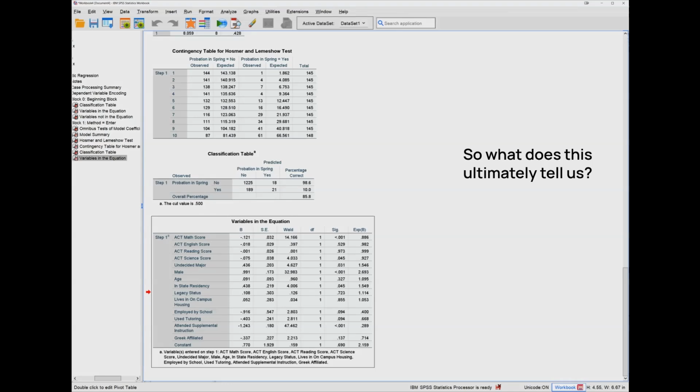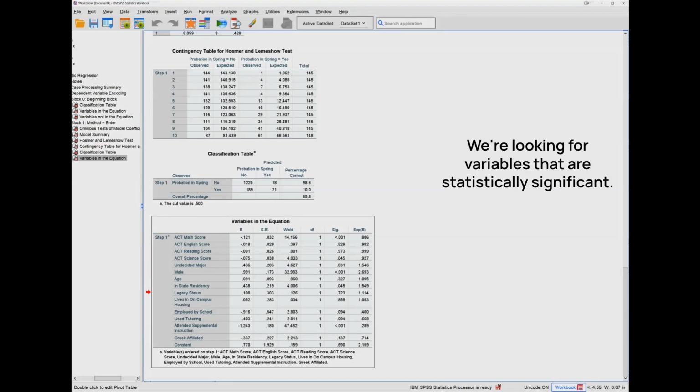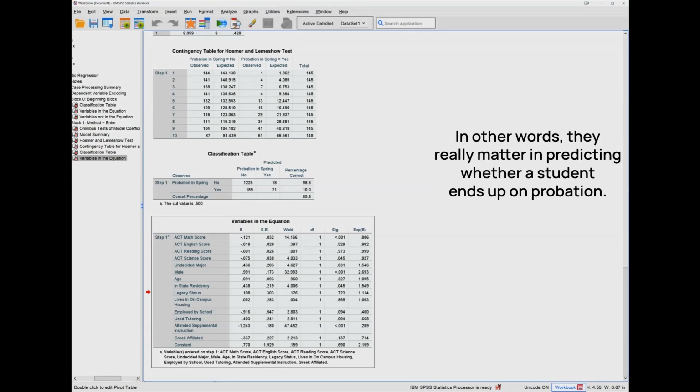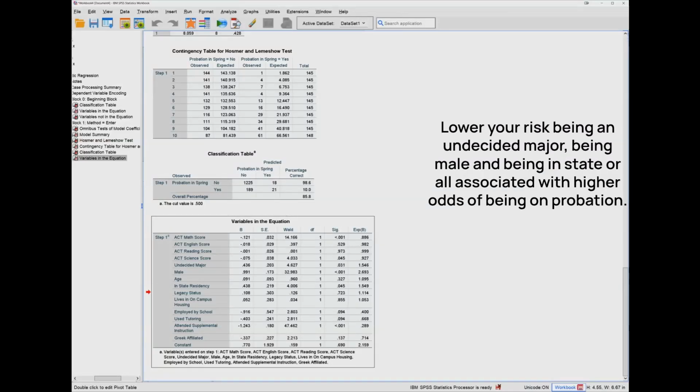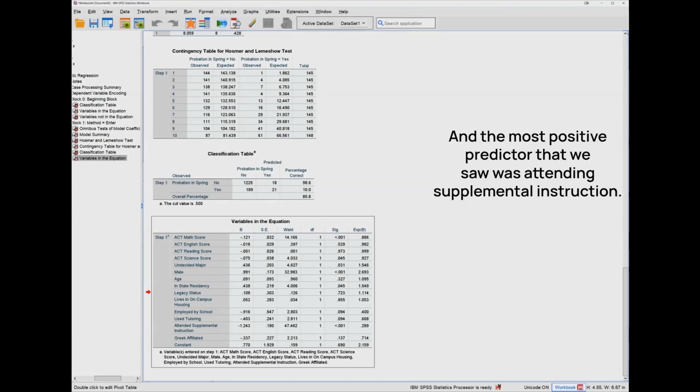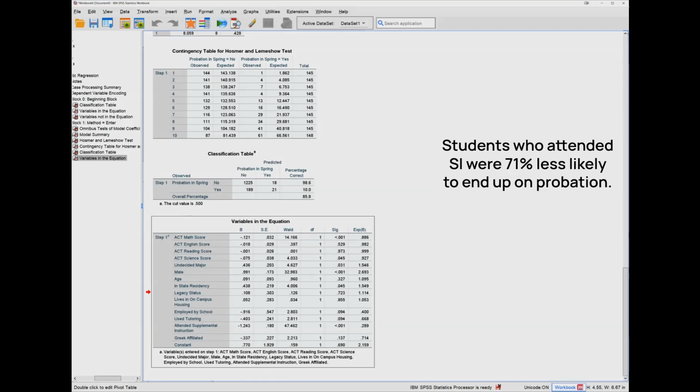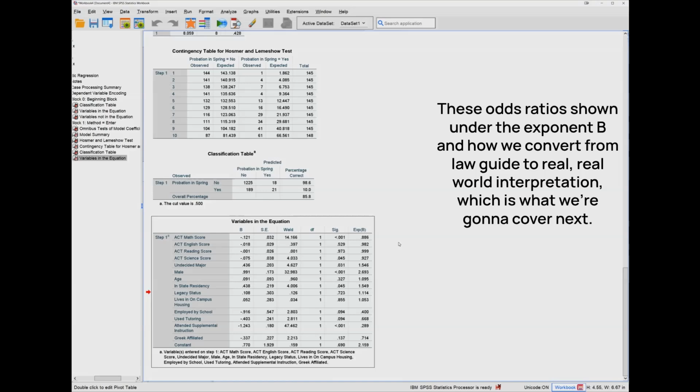So what does this ultimately tell us? We're looking for variables that are statistically significant. In other words, they really matter in predicting whether a student ends up on probation. So what we see is ACT math is protective. The higher the score, the lower your risk. Being an undecided major, being male, and being in-state are all associated with higher odds of being on probation. And the most positive predictor that we saw was attending supplemental instruction. Students who attended SI were 71% less likely to end up on probation. These odds ratios shown under the exponent B, and how we convert from log odds to real-world interpretation, is what we're going to cover next.